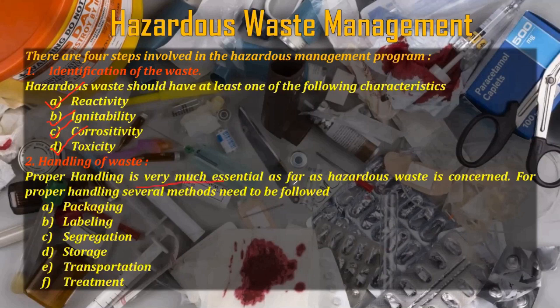Proper handling is very much essential, as hazardous waste is a very concerning thing. For proper handling, the methods are, first of all, packaging, then labeling, then segregation, storage, transportation, and treatment. First, packaging should be done, then it should be labeled, then it should be segregated from all other waste, stored, and transported. And last but not least, we should have treatment for this particular waste.